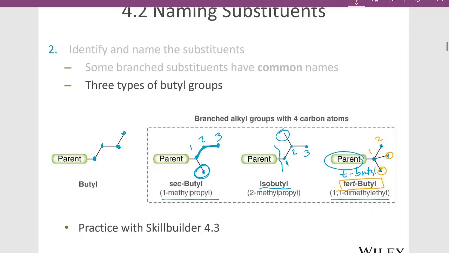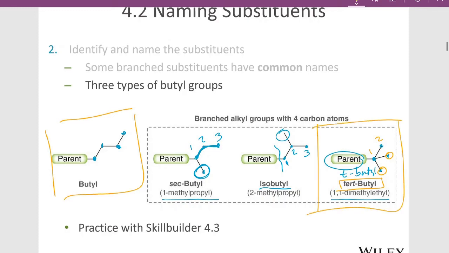So these are all good to memorize, but the most important ones here are just going to be the straight chain butyl group and the tert-butyl. You'll see that tert-butyl group over and over in this course, so it's good to memorize it. For example, this is T-butyl alcohol.